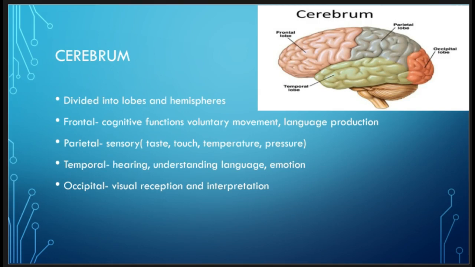Let's move on to the parietal lobe. The parietal lobe is involved with the senses, and these senses, of course, include taste, touch, changes in temperature from hot to cold, and all gradations in between, and pressure. So this is involved with receiving sensory information and then interpreting that sensory information.